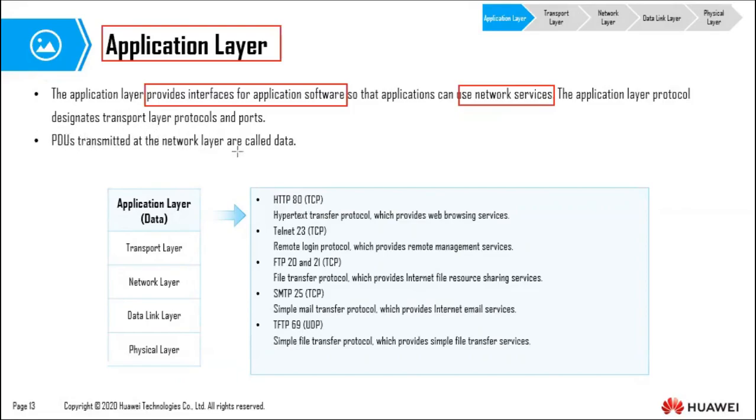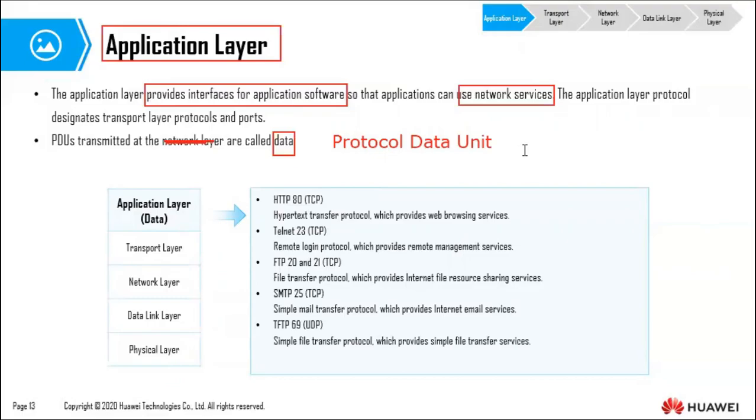PDUs transmitted at the network layer are called... this is wrong. It's supposed to be the application layer. Are you together? The PDU at the application layer is called data. Now let me start by telling you what a PDU is. Protocol data unit. So as data is passing from one layer to another layer, we call it a PDU.